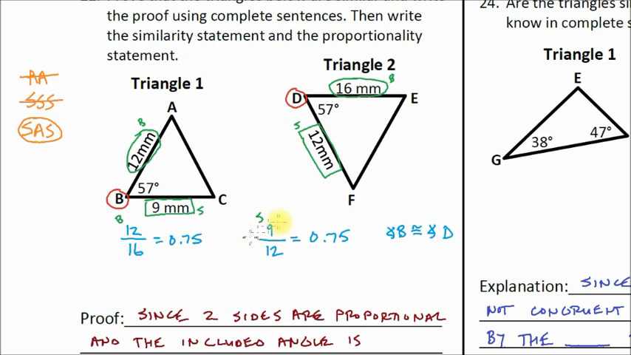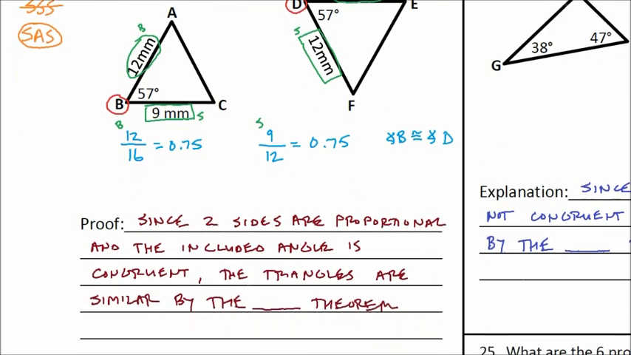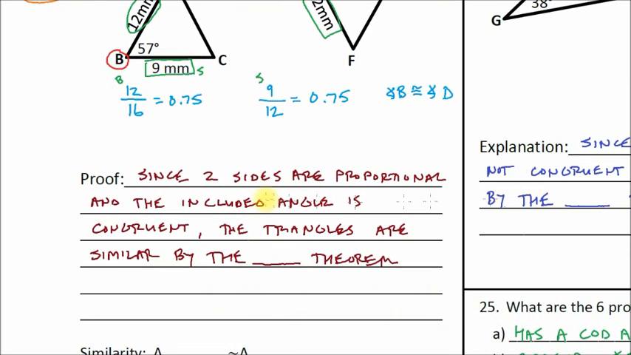So look at my evidence. I've got two sides that are proportional or have the same scale factor, and the included angle is congruent. And here's my proof. Since two sides are proportional and the included angle is congruent, the triangles are similar by the SAS theorem. Make sure you fill that blank in with the SAS theorem.